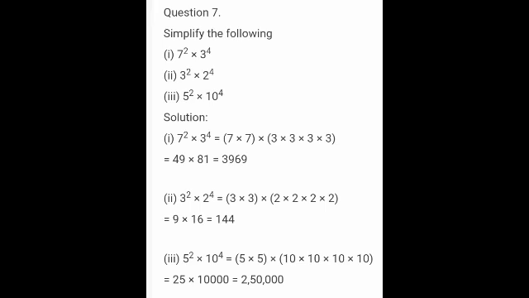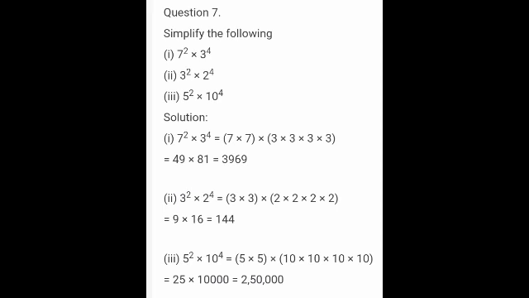Question number 7. Simplify the following. 7 power 2 into 3 power 4. 7 power 2 we can write as 7 into 7. 3 power 4, 3 into 3 into 3 into 3. 7 sevens are 49. Then 3 power 4 is 81. Product of those two numbers is 3969.